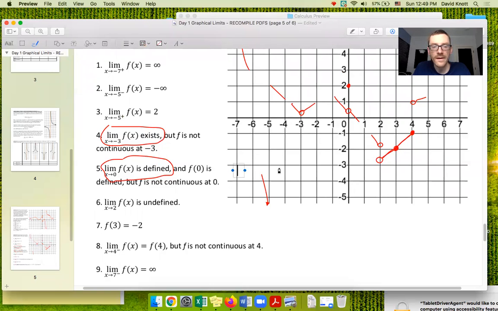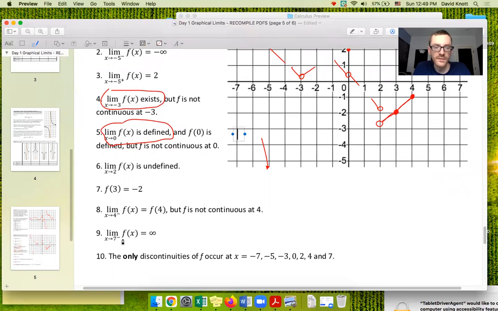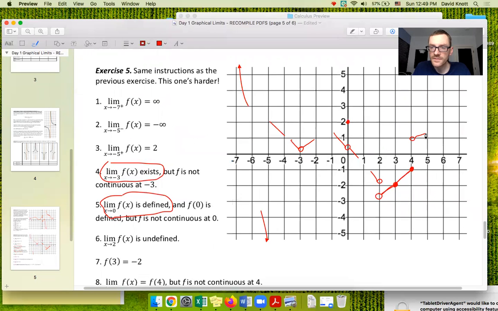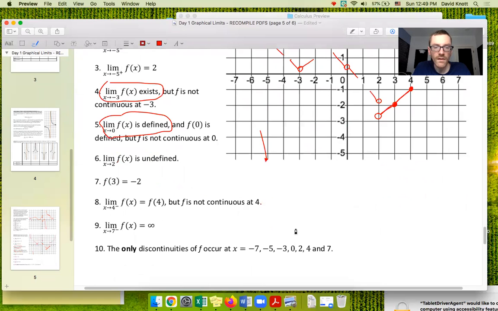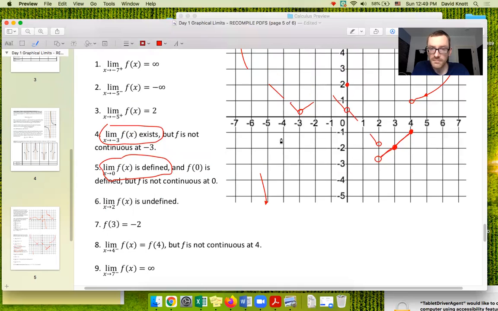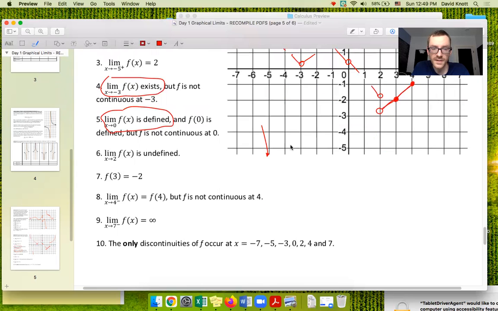There's a jump. The limit as x approaches 7 from the left is positive infinity. That's pretty easy to do. Just got to do something like this. Okay. And then finally, the only discontinuities of f occur at -7, -5, -3, 0, 2, 4, and 7. Those are the places that basically must have discontinuities because of the earlier conditions that we imposed. But there's a lot of pieces here that can still be connected.